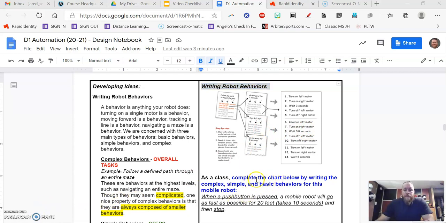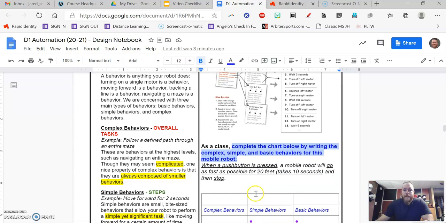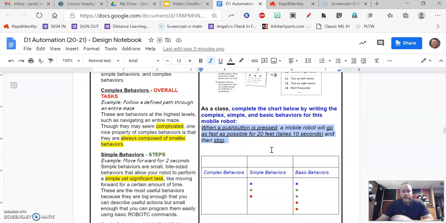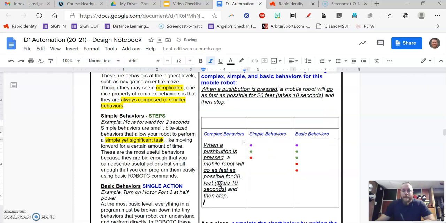Now that you've had a chance to review that, we are going to complete the chart below by writing the complex, simple, and basic behaviors for a mobile robot. So if I have this complex behavior, this is all a complex behavior. I'm just going to do Control-C. I'm going to copy that, and I'm going to paste it right in here. Okay? This is the complex behavior. I don't have to go ahead and type that. This whole thing is what I want the robot to do. Let's label our complex, simple, and basic behaviors just so we remember. Okay, this, again, is the overall task. So I'm going to change that to match up with the color before.